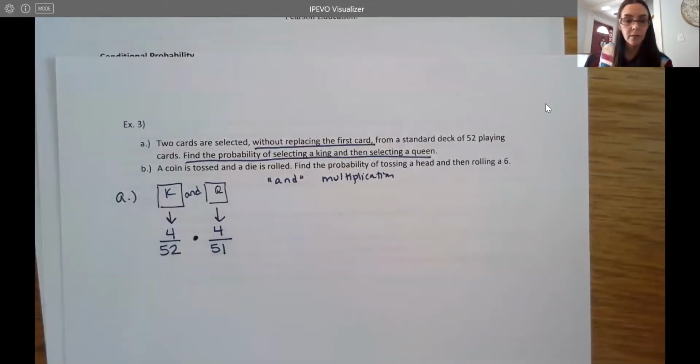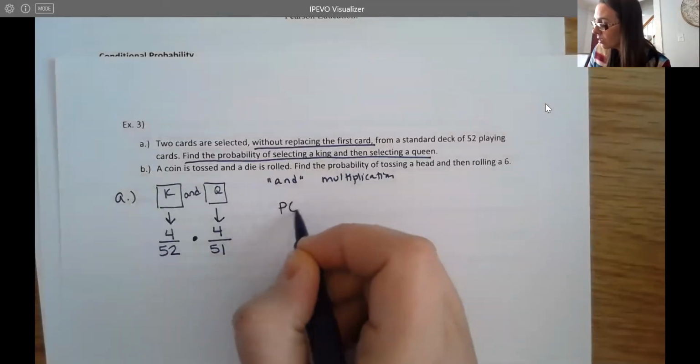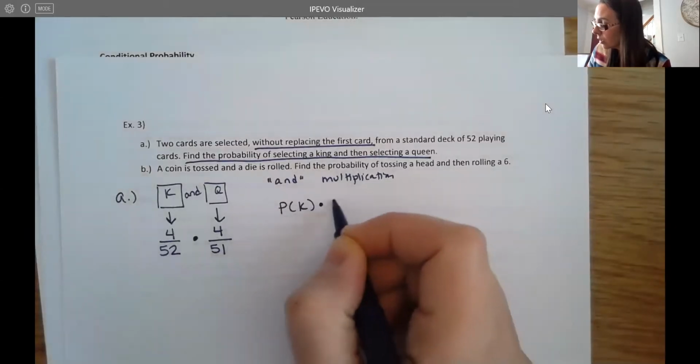This is our probability: 4 out of 52 times 4 out of 51. Now, I didn't use the formula here on the page before. I'm recognizing that "and" means multiplication for probabilities. So I just took the probability of each event happening, and then I multiply them together. Now, just to make this a little clearer, we're using this rule here.